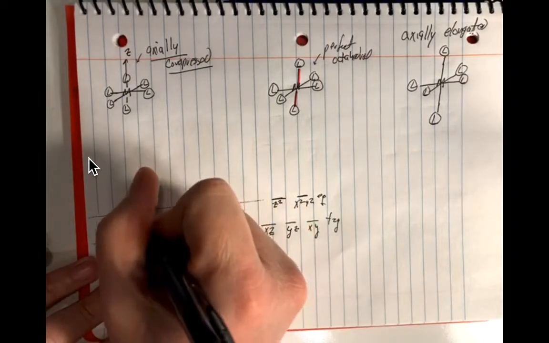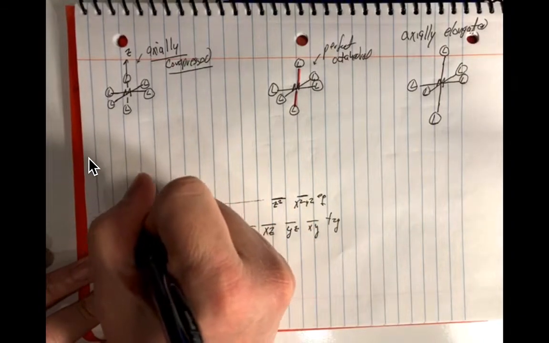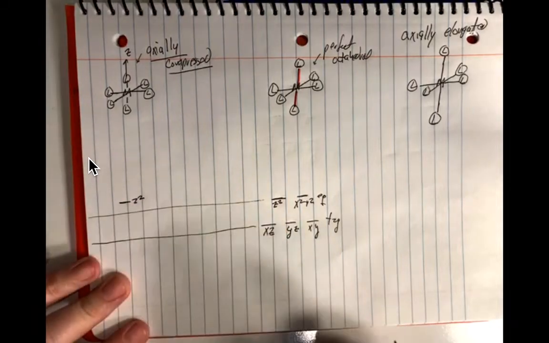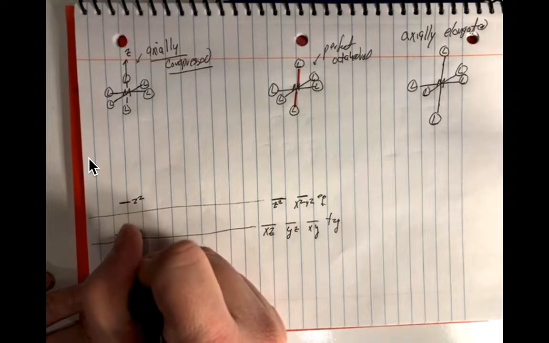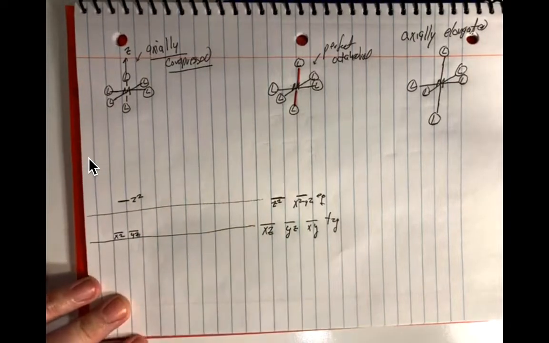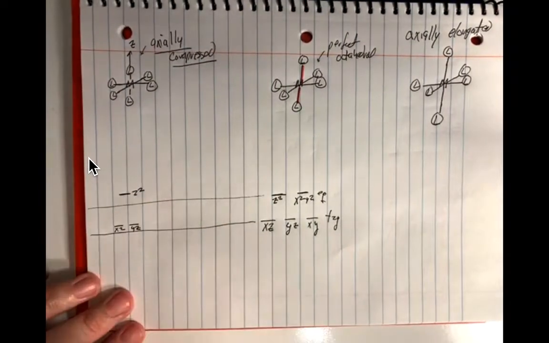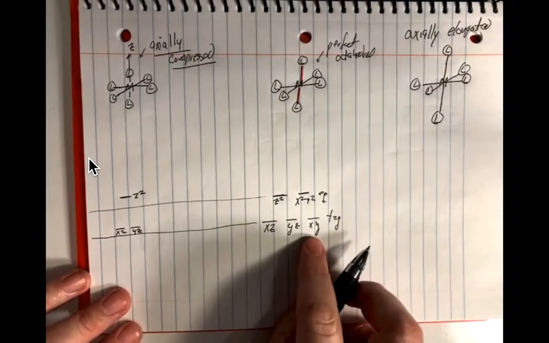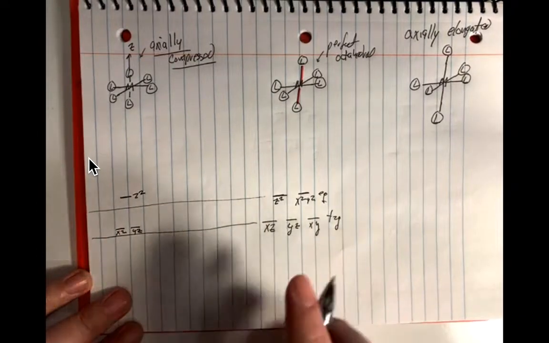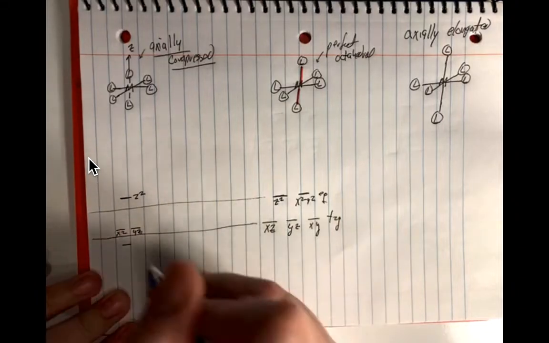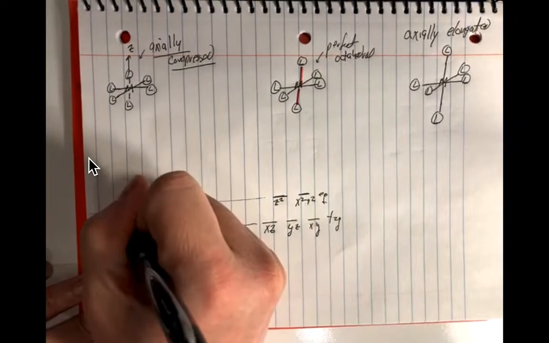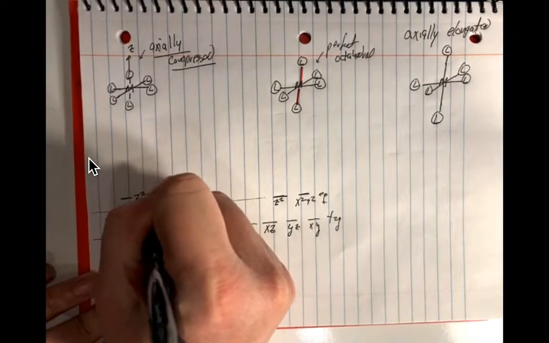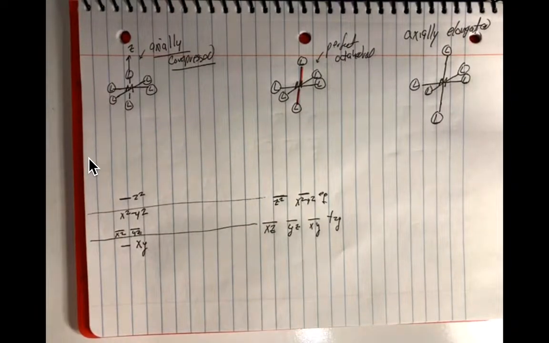So the z squared goes up in energy, the xz and yz go up a little bit in energy. This goes up quite a bit more. And then anything without a z component goes down in energy. So xy and x squared minus y squared go down in energy.